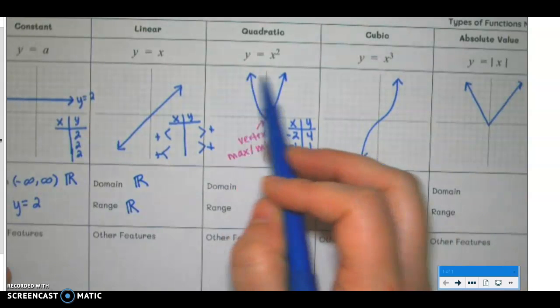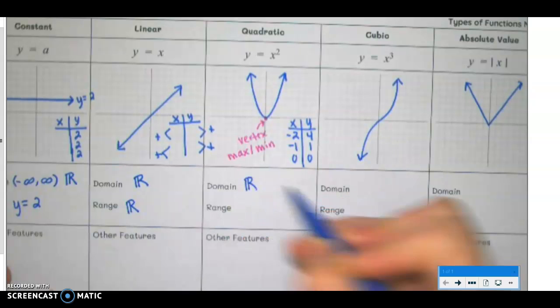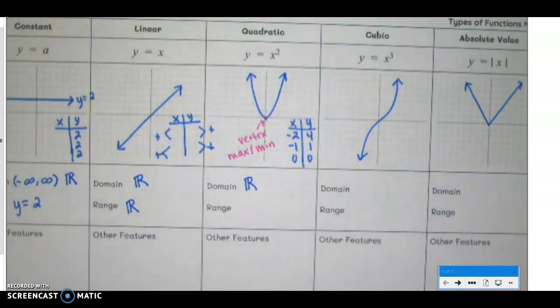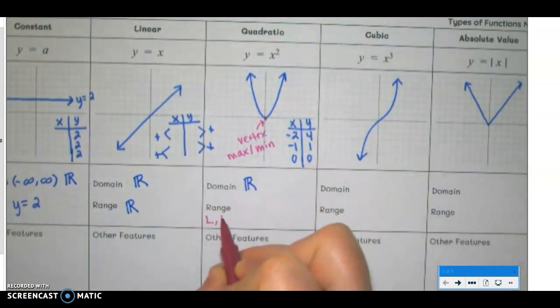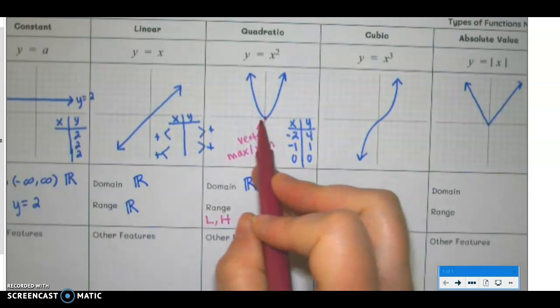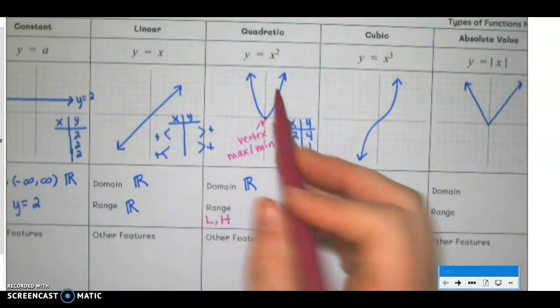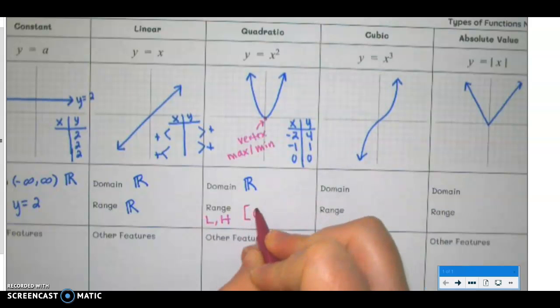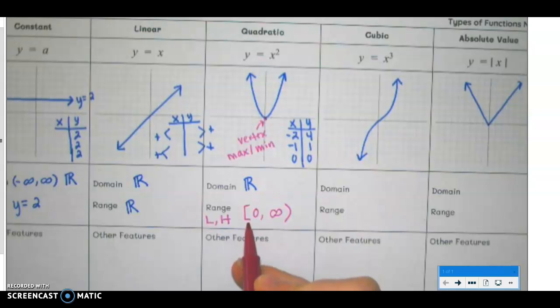So domain, arrow to the left, arrow to the right. The domain is the set of all real numbers, but my range is limited by that vertex. The range always goes low to high. So the lowest y value of this graph is 0, and then it extends up to infinity. We use a bracket whenever there's an actual point, so that number is included in the range.